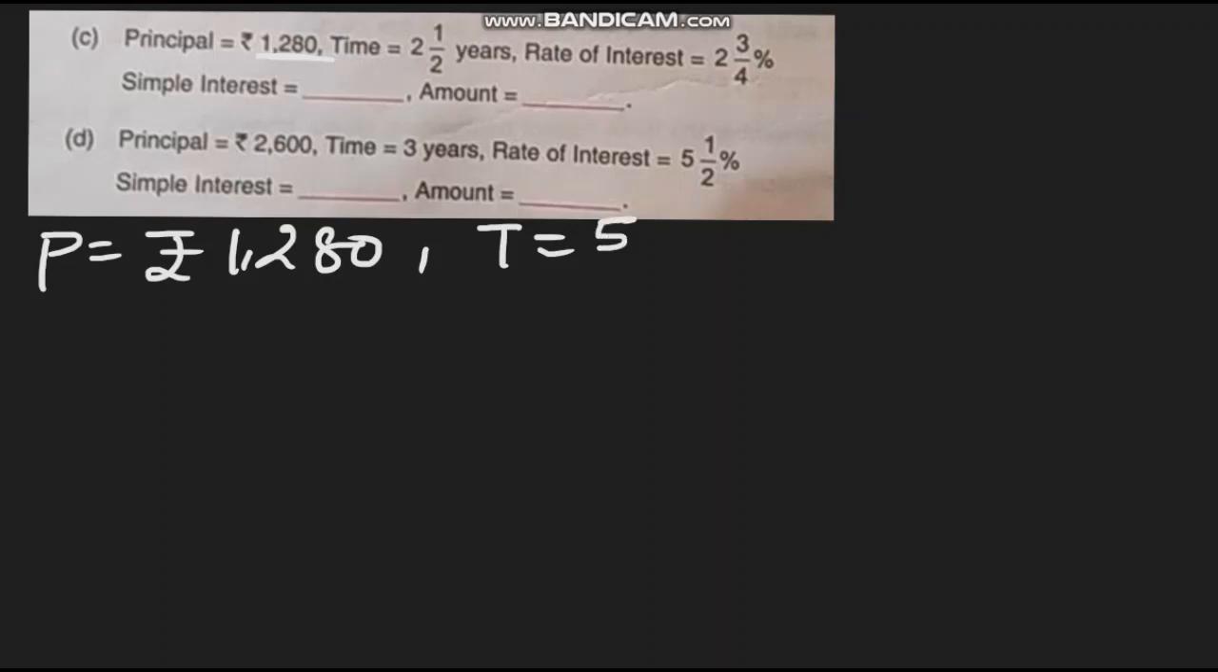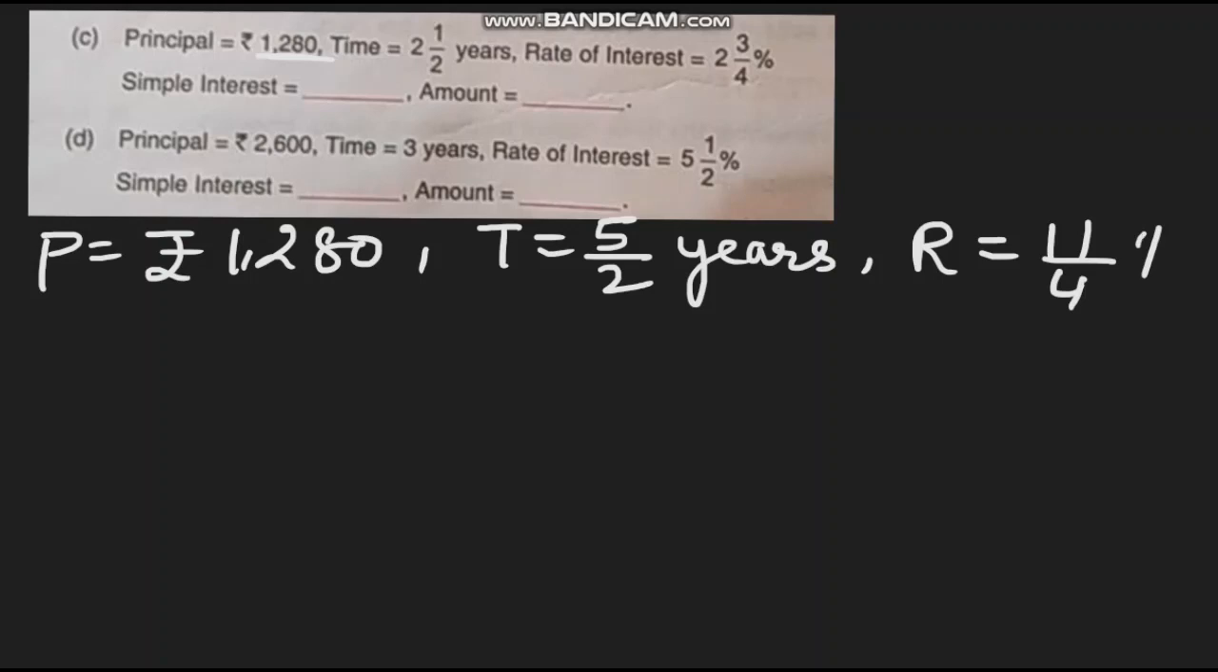Now see what is given in C. In question number C, you have P is equal to rupees 1280. So principal amount P is equal to rupees 1280. Time is equal to 2.5 years. So change it into improper fraction. You will get 2 2s are 4 plus 1, 5 by 2 years. And rate of interest R is equal to 2 3 by 4%, which means change it into improper fraction. You will get 8 plus 3, 11 by 4%.